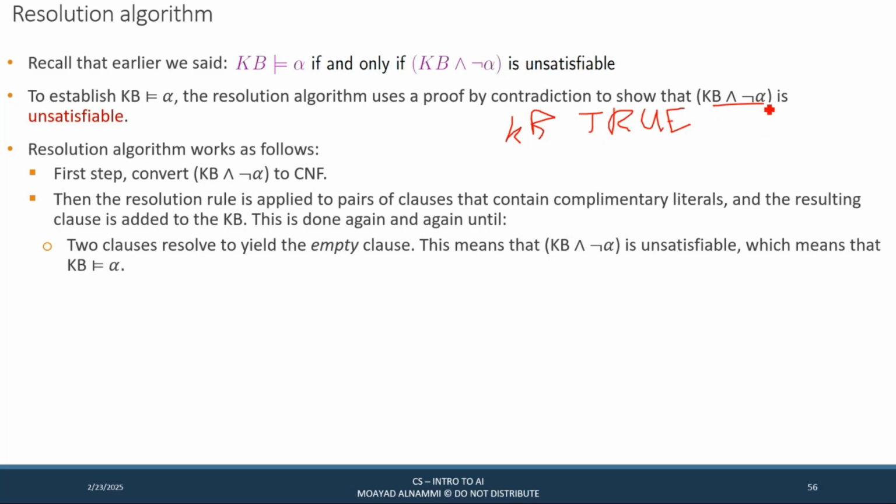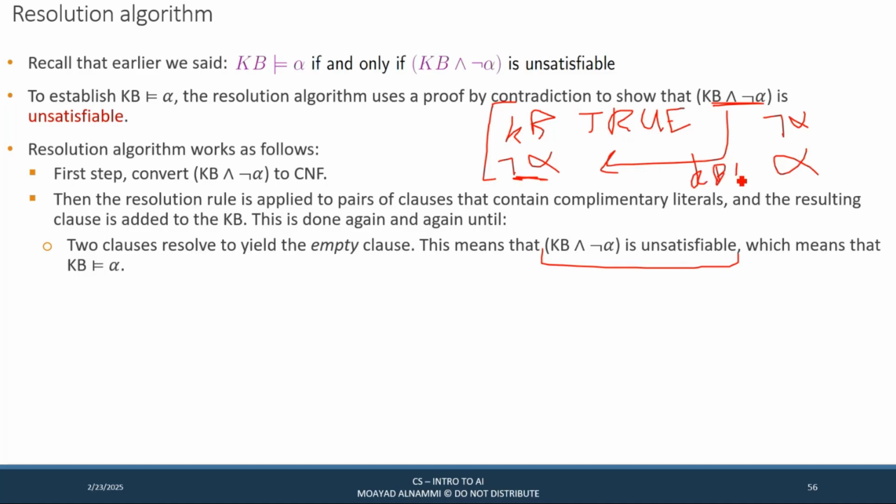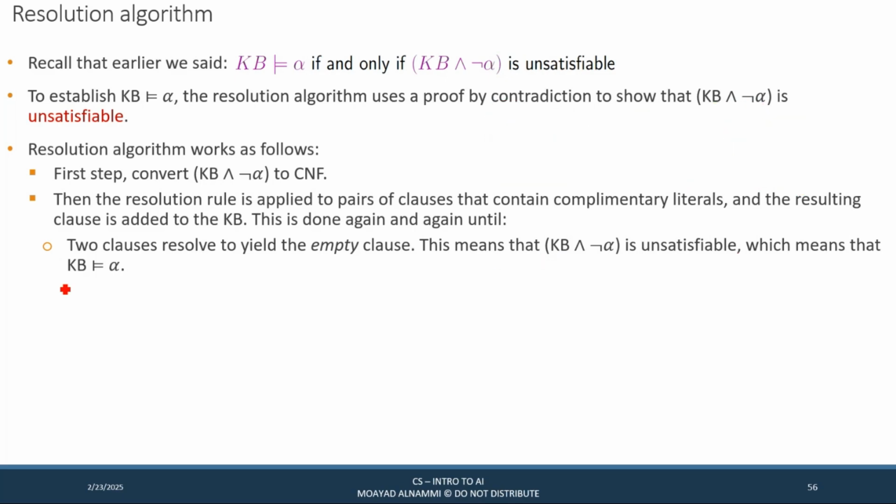Let me assume that KB and not alpha is a true statement. So I'm going to add the not alpha to my KB. If I did this and I run the resolution algorithm and I found an empty clause, that means that adding the not alpha to the KB resulted in a contradiction. And so KB and not alpha is unsatisfiable. Since not alpha yields a contradiction, it must be the case that alpha is true, right? So KB entails alpha.